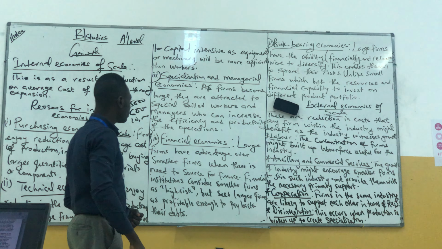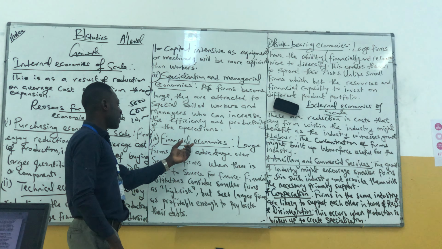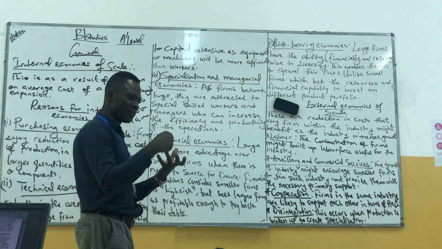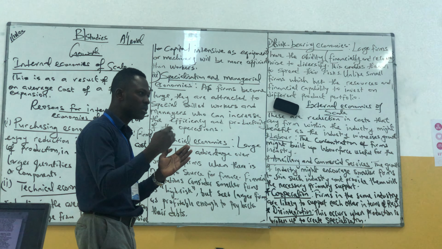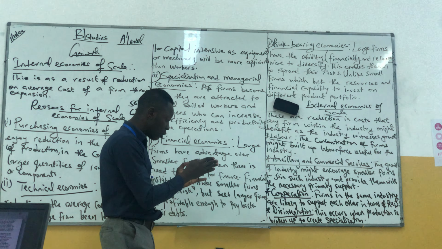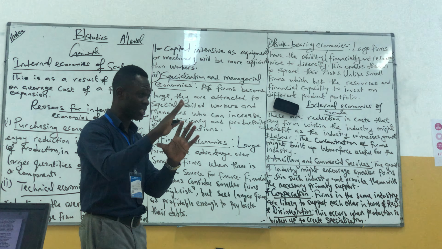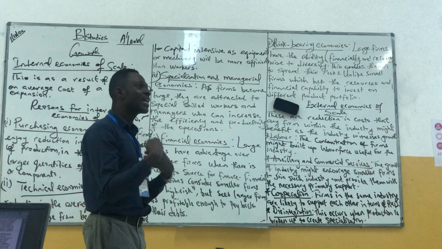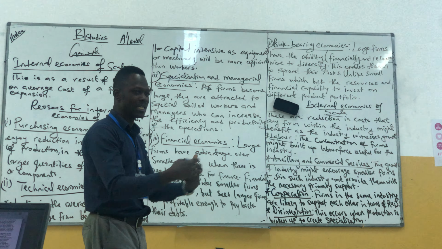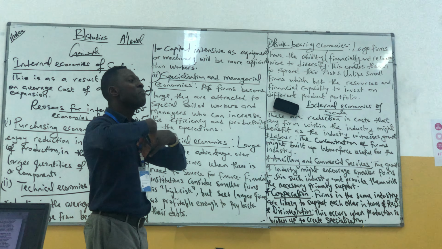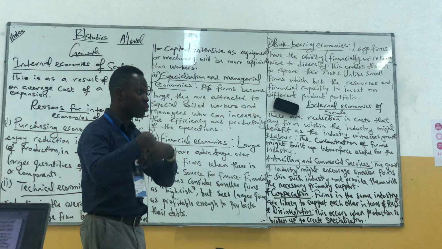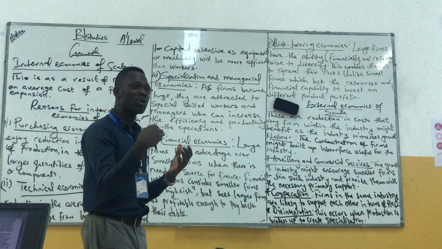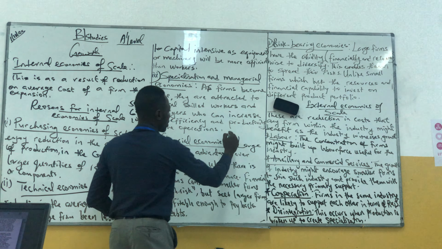Is it clear? The fourth one, financial economies. When we talk about finance, finance is the disbursement of funds from the surplus units of the economy to the deficit units of the economy. That is finance. Firms that are large, bigger firms, can always source for finance because banks will be willing to give them money. They are considered as low risk.